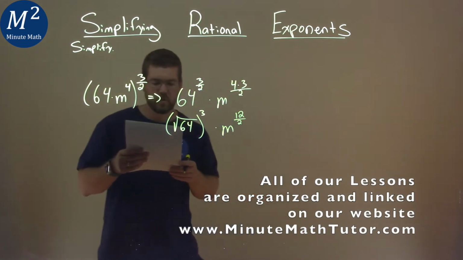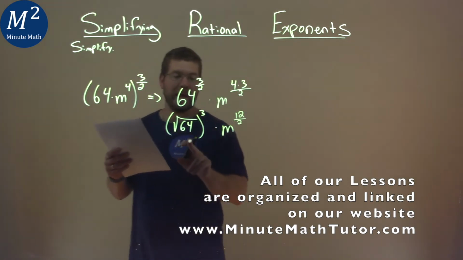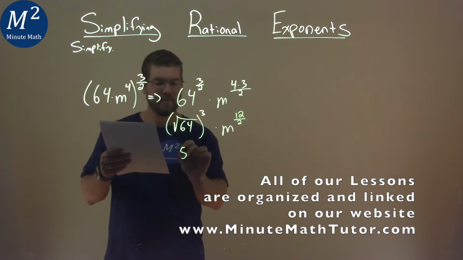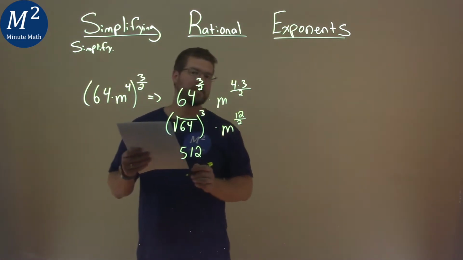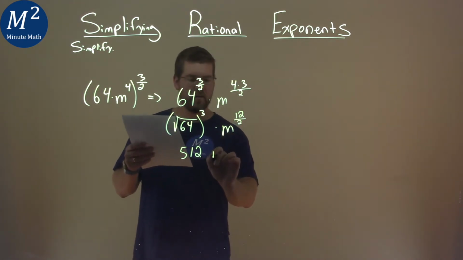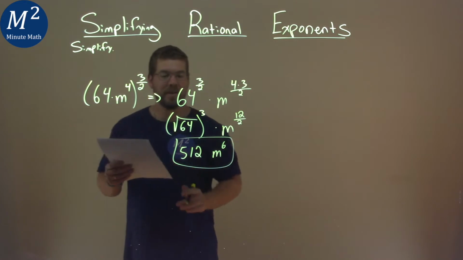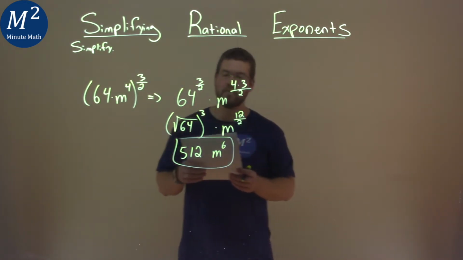Well, the square root of 64 is 8, and then we put that to the 3rd power, and that comes out to be 512 here. And then 12 divided by 2 is a 6. So we have m to the 6th power. And so that's actually it right here. Our final answer is 512 m to the 6th power.